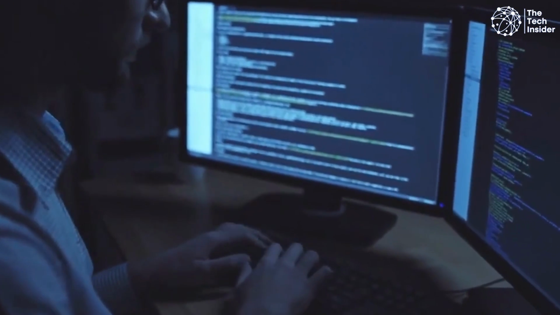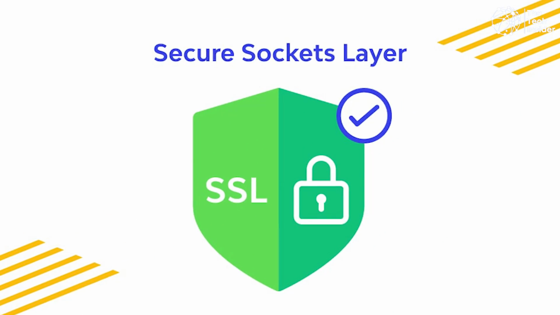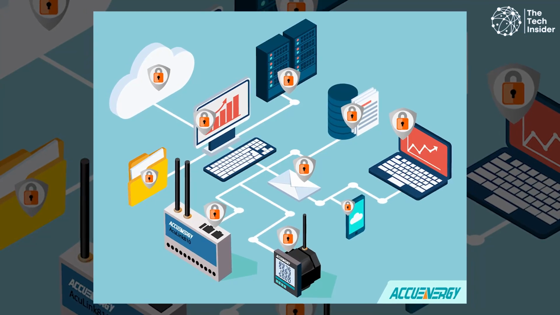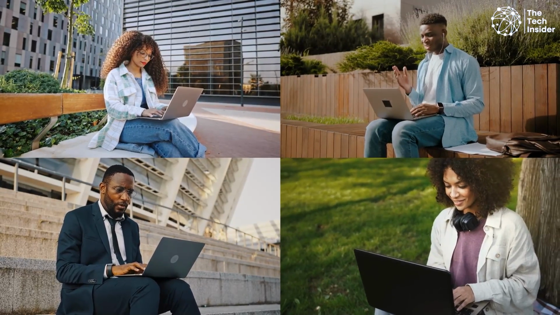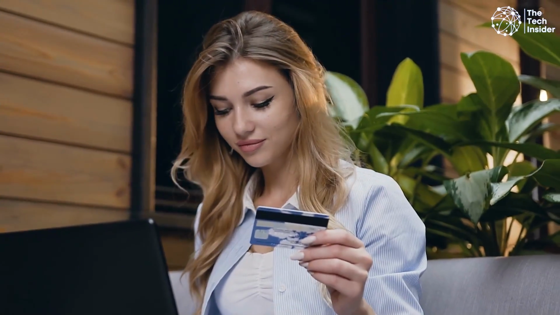This process ensures that even if data is intercepted during transmission, unauthorized parties cannot read it. For example, Secure Sockets Layer, SSL, and Transport Layer Security, TLS, are encryption protocols commonly used to secure online communications, protecting data such as credit card information and personal messages.